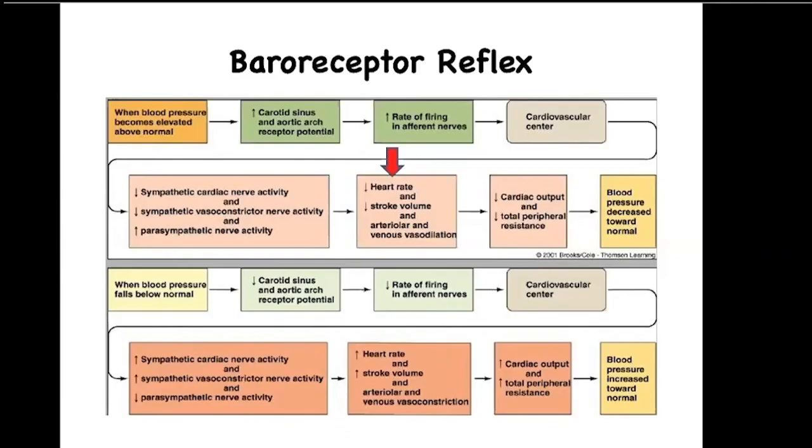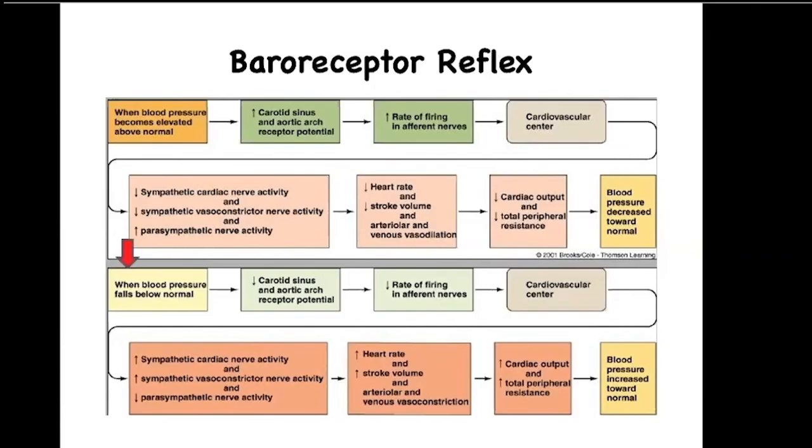In addition, decreased sympathetic input to the blood vessels will bring about vasodilation, both of the arteries and the veins. Recall that cardiac output is equal to heart rate times stroke volume, so this will decrease cardiac output. In addition, vasodilation will bring about a decrease in the total peripheral resistance. This will lead to a decrease in blood pressure, returning it back to normal.